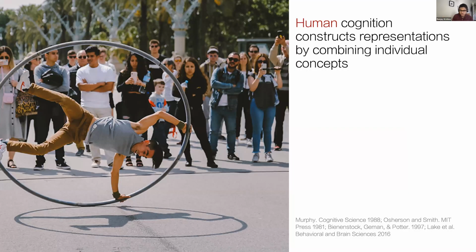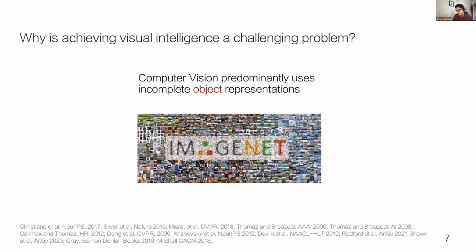Now, we know in contrast that human cognition can construct an infinite number of representations from just a finite set of previously seen concepts. Humans inductively develop this compositional model of the world using their past experiences, and this allows us to appreciate new situations and learn new tasks really quickly. So enabling this human-like visual intelligence is a challenging problem, and it'll require us to fundamentally modify computer vision's predominant reliance on using just object representations for most tasks.